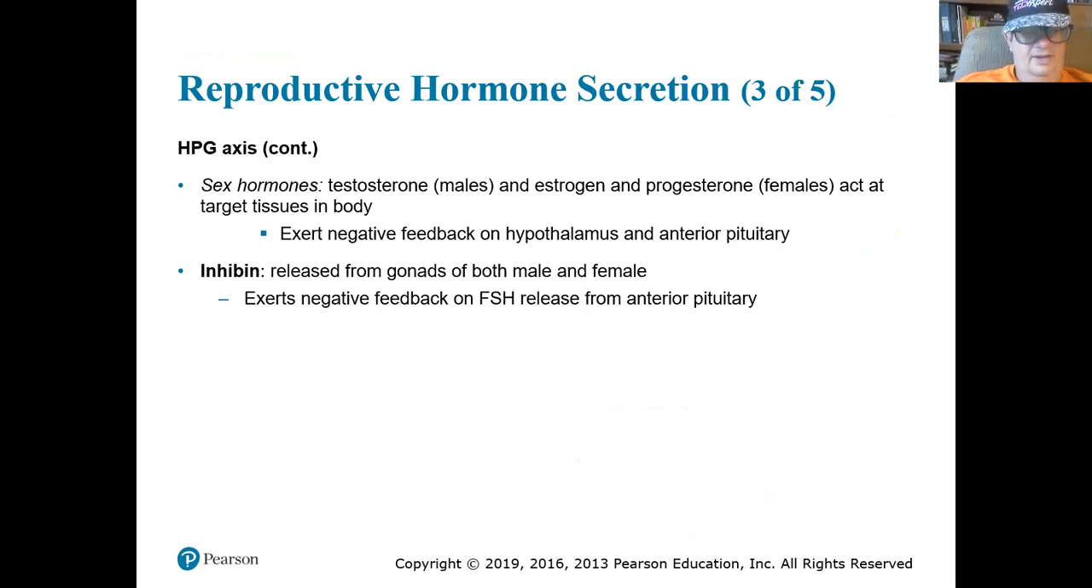So the axis continued. Testosterone in males, estrogen and progesterone in females. These act on the target cells in the body, and those cells will exert negative feedback on the hypothalamus and the pituitary. Inhibin is released in the gonads of males and females, and just like we said a moment ago, it exerts negative feedback on follicle stimulating hormone released from the anterior pituitary.